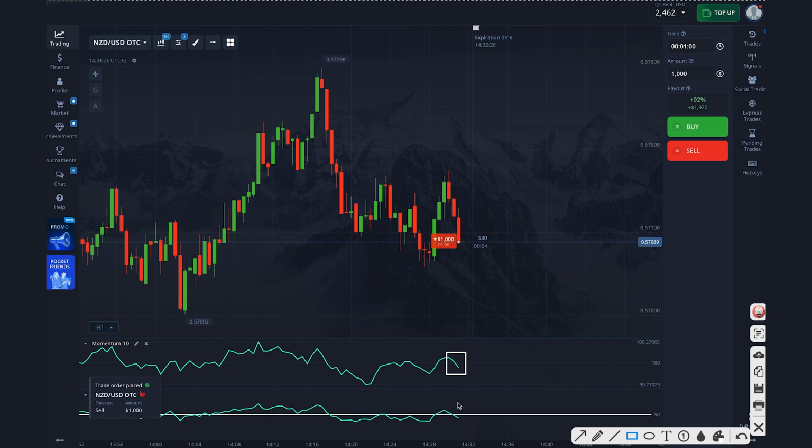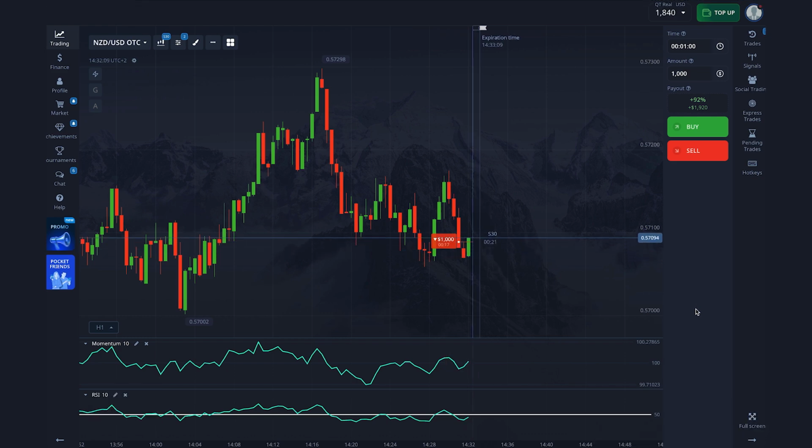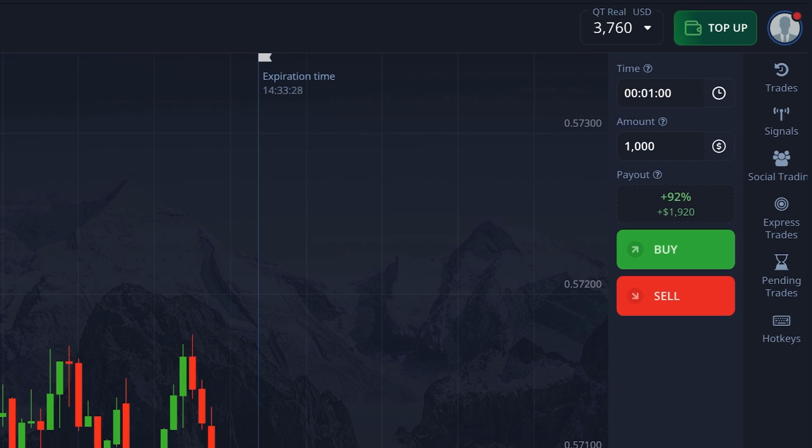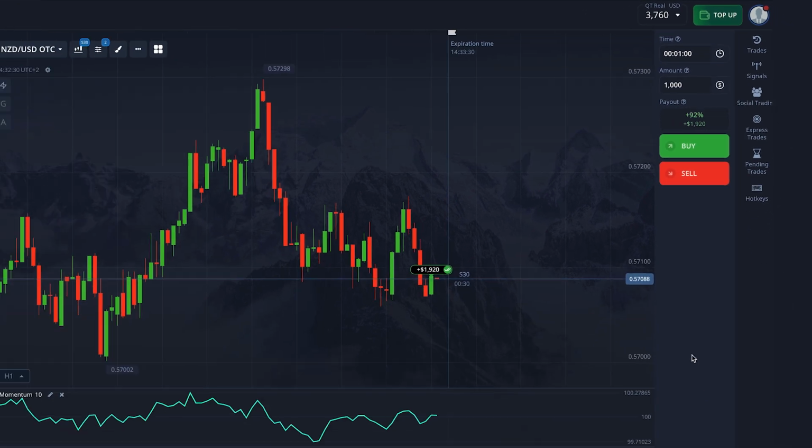Further confirmation comes from the RSI. Its turquoise line repeats a similar movement. It crosses the middle line from top to bottom. This is the second, more reliable confirmation of the reversal, showing that the market is indeed shifting energy towards sellers. A good start is to make a profit of $920. The movement is clear to read.